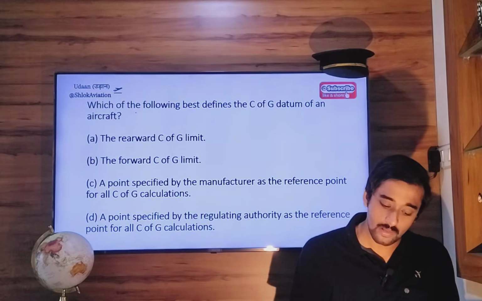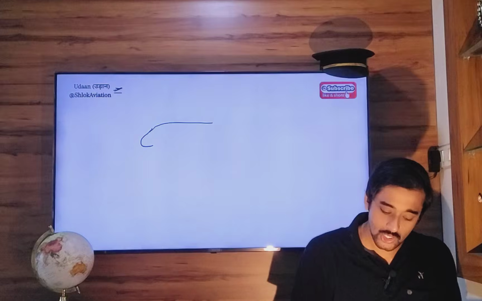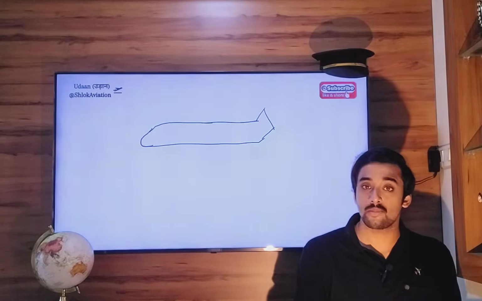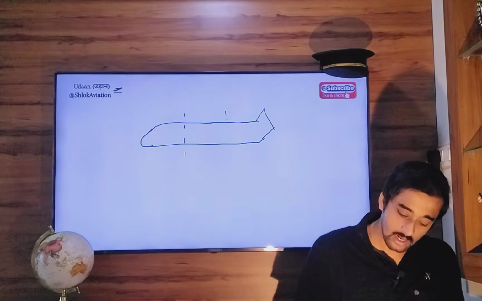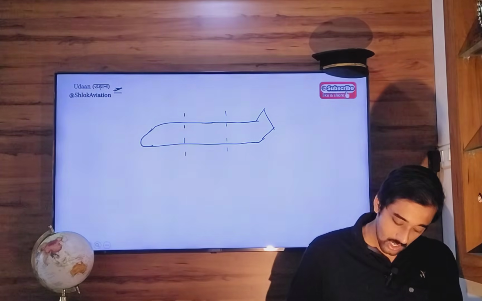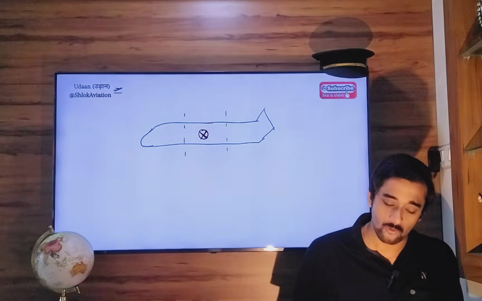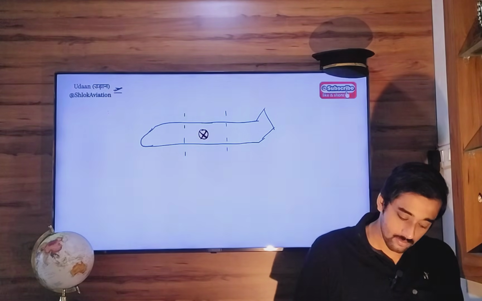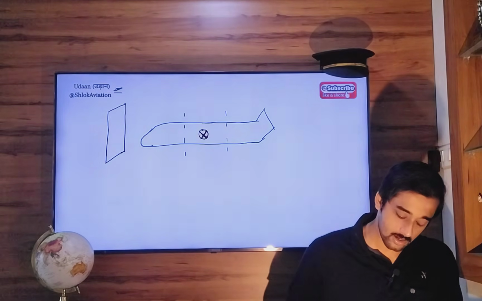68. Which of the following best defines the center of gravity datum? So let's consider this is your aircraft. This aircraft will have two limits, namely the forward limit and the aft limit defined by the manufacturer, within which the center of gravity of your aircraft can shift or move. Now the center of gravity is a reference to a specific datum.